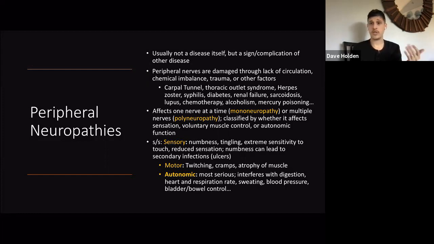So peripheral nerves could be damaged through a variety of different things. Number one, they could just be getting a lack of circulation. That could be muscle tension, that could be tension from some other structure that's putting pressure on the nerve, like carpal tunnel, right? Carpal tunnel is the transverse carpal ligament running through the wrist. The ligament has become shortened, so it's narrowed the carpal tunnel, and that's putting pressure on the median nerve. So we start getting symptoms in the first 3 fingers and in the lateral side of the hand.